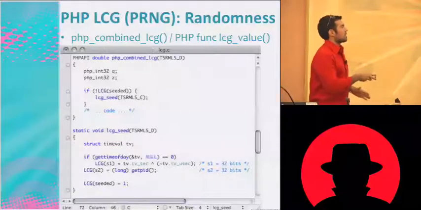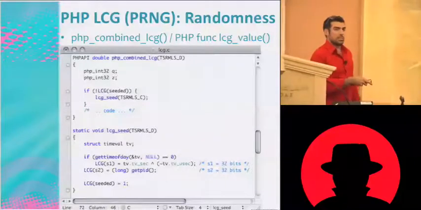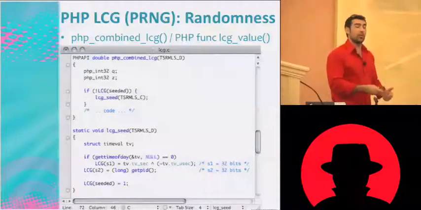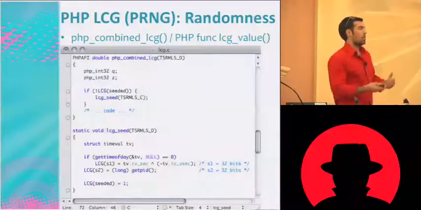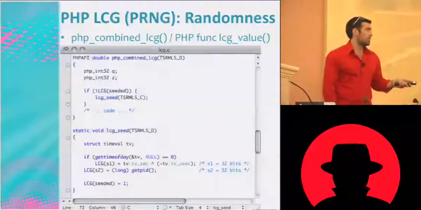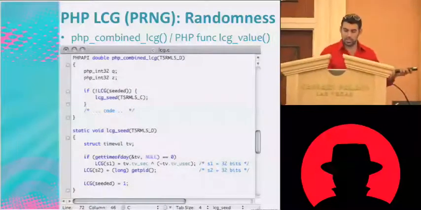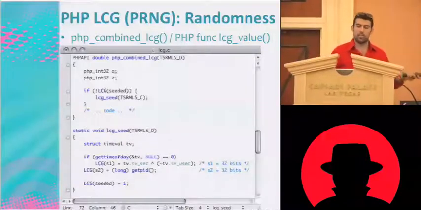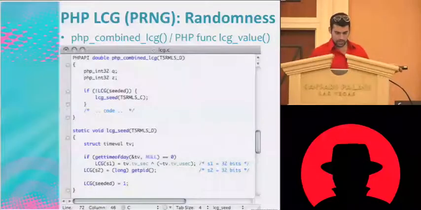So if we take a look at the seed, basically when we call this LCG value function, it first seeds, if it hasn't seeded already. You typically only ever seed once. It seeds the random number generator, and then we get a random number. Well, let's look at this seed. The seed is 64 bits. And there are two values, basically this S1 and S2. They're both 32 bits.